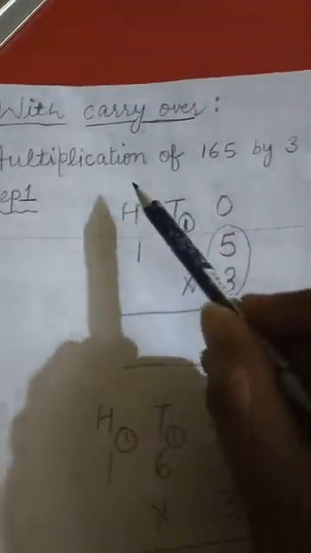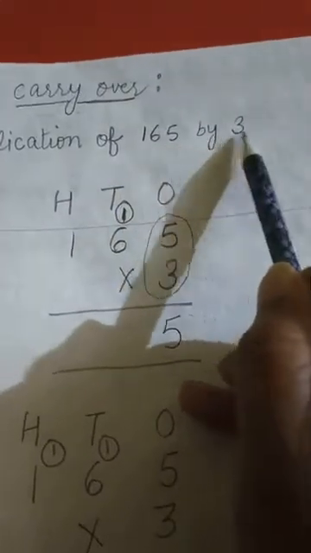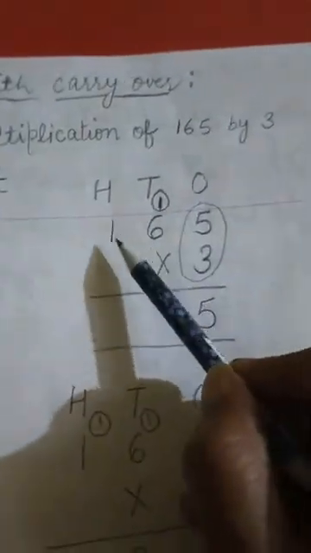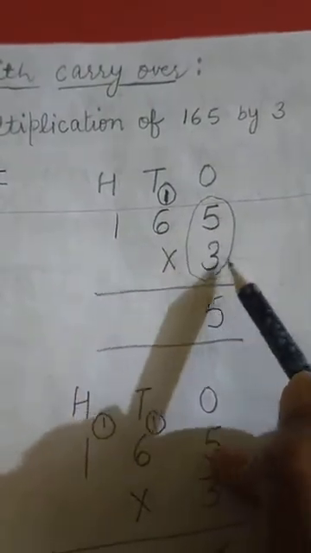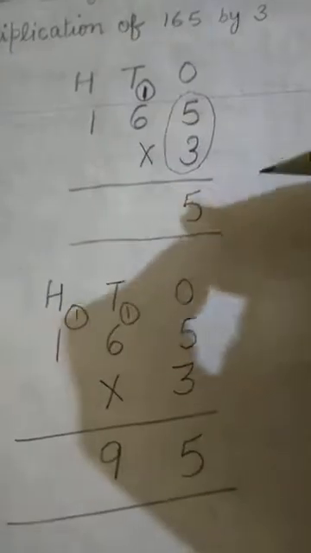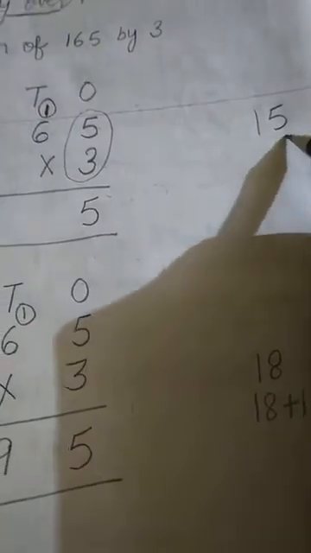Now next is how to do multiplication with carryover. It's very easy. See it carefully. You can better understand with the help of one example. Multiplication of 165 by 3. We will write 165 multiplied by 3. Firstly, we will multiply the ones place. 3 5s are 15. In 15 there are two digits, but we will write here only the ones place digit, that is 5, and 1 will be carried forward to the tens place digit.